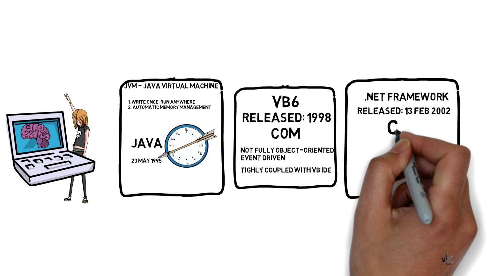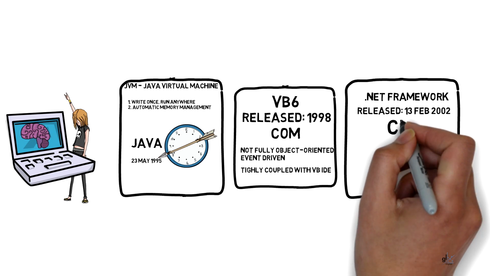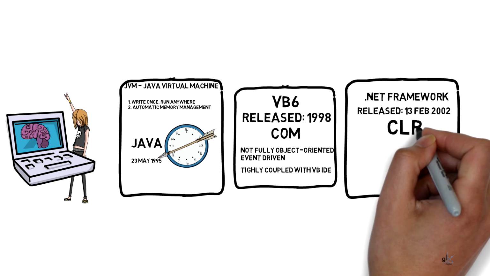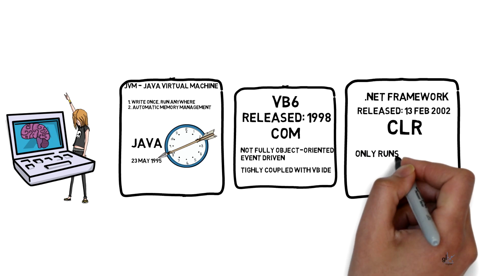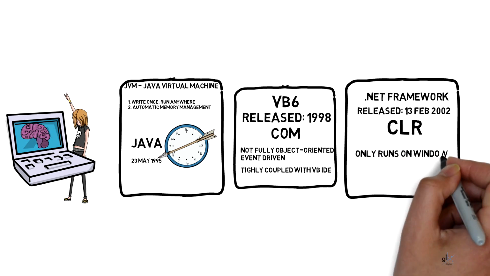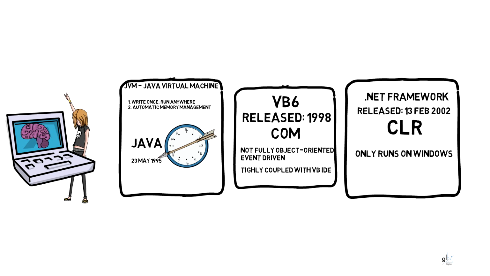So .NET Framework was a massive upgrade from this, and the .NET Framework Common Language Runtime resembled the Java Virtual Machine in many ways. Automatic memory management was achieved for Windows platforms, but write once, run anywhere had not yet been enabled through .NET. The .NET Framework could only run on Windows platforms.